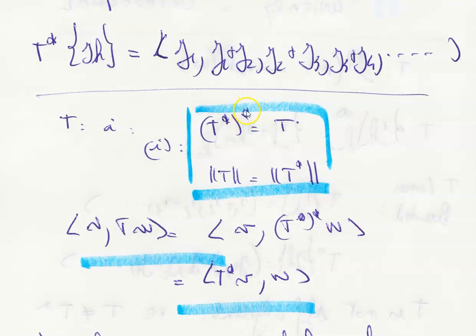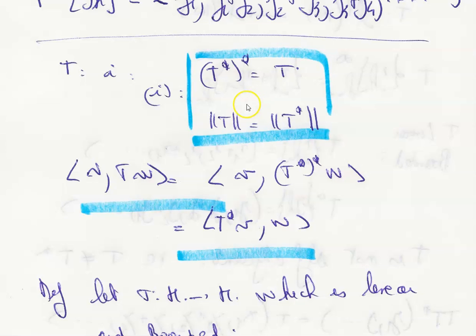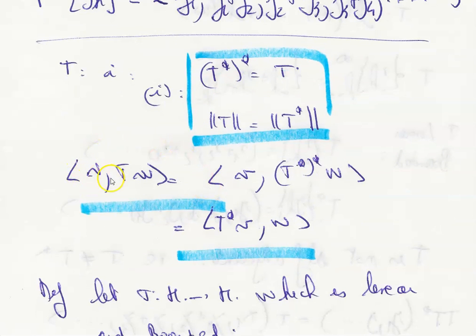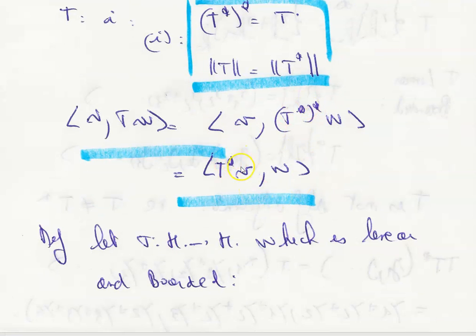So obviously you have that T star star equals T, which means that the adjoint of the adjoint operator of T is the operator itself. Very important: if you apply the adjoint operator twice, you find the original operator, which was not so obvious at the end. And then of course the norm of T is the norm of T star. By using these properties of the adjoint operator, you have that the inner product of v and T applied to w is the inner product of T star v and w.